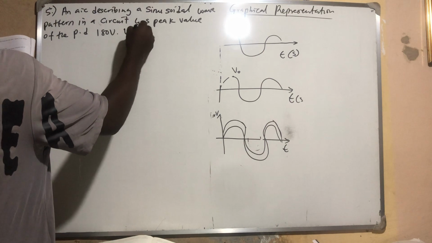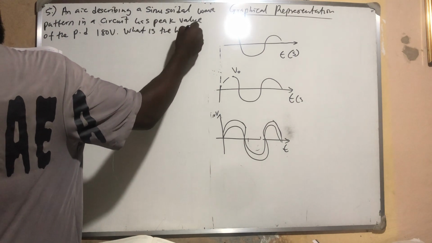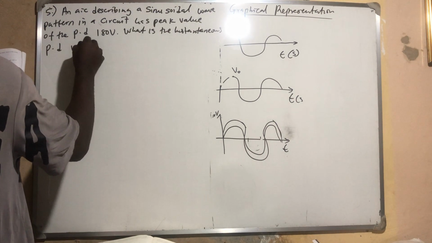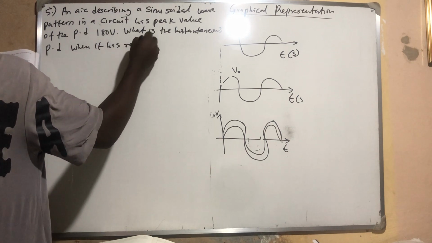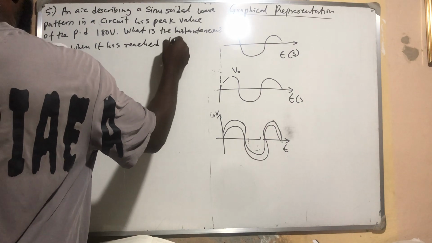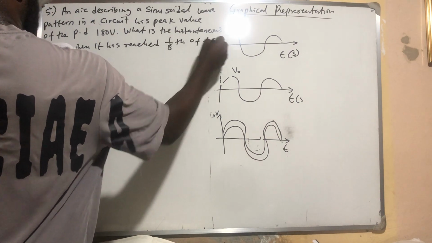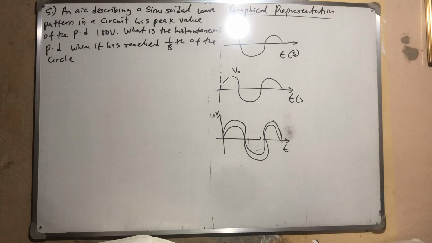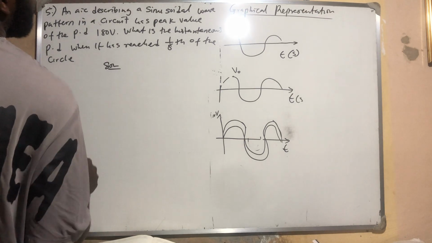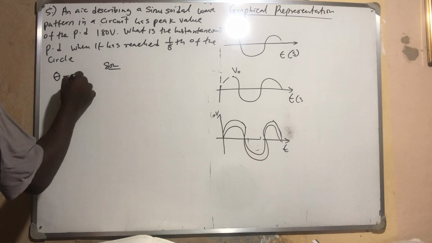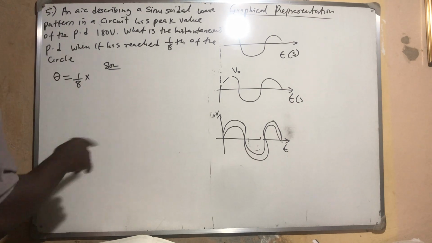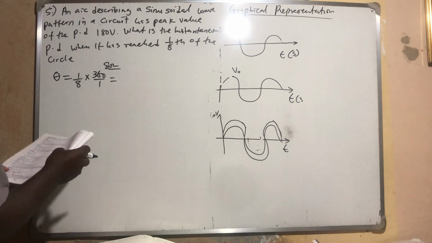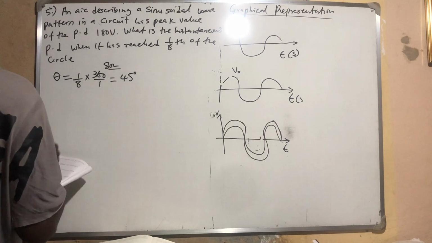Then I say, what is the instantaneous potential difference when it has reached 1/8th of the circle? Okay, it has reached 1/8th of the circle. Solution. So what do you do now for the angle theta? The angle theta is 1/8 times the angle of a circle, which is 360, so times 360 over 1. If you divide that, you're going to have 45 degrees as my theta.